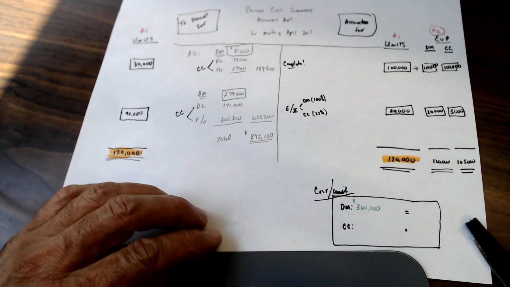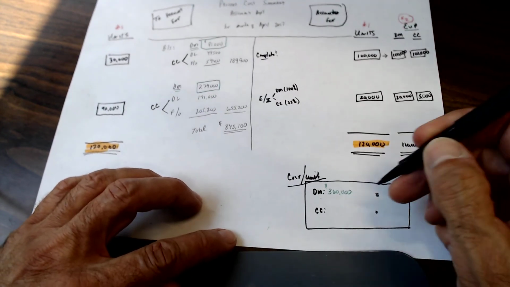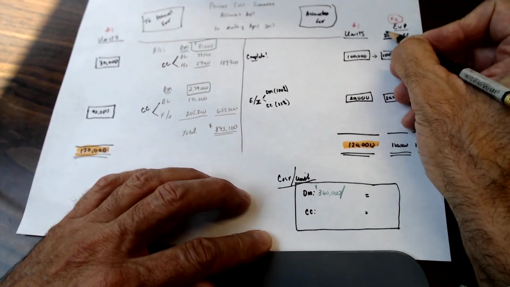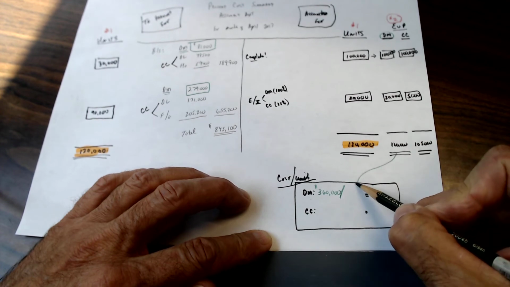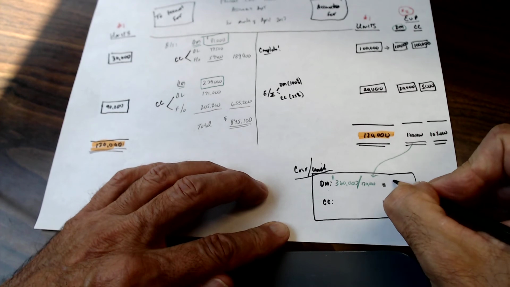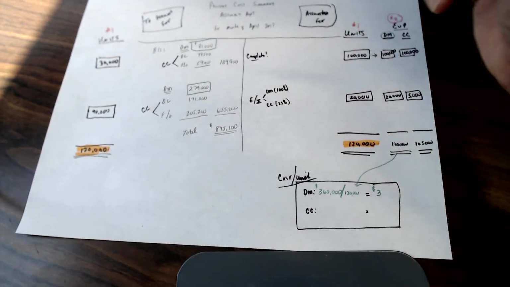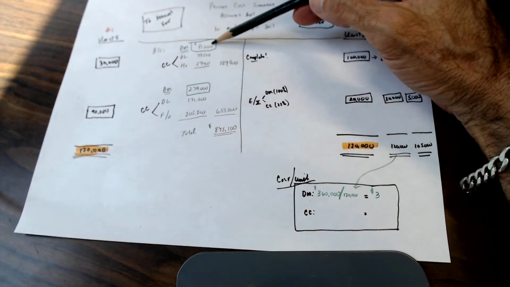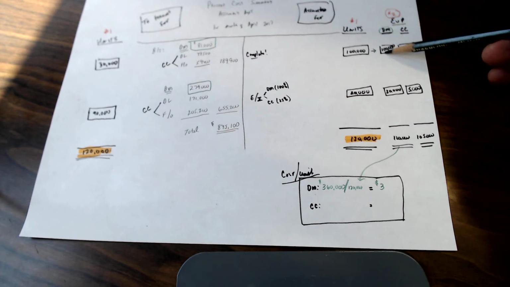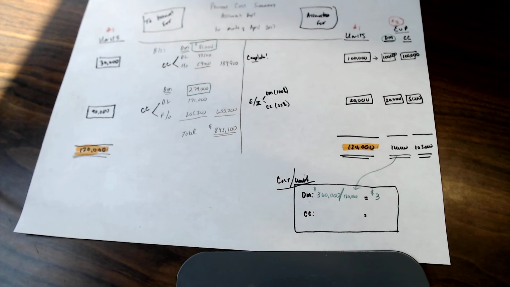And how many equivalent whole units did I produce for $360,000? It's right here. Direct materials, it's 120,000 units. That's $3 per unit. We just took the total direct material cost and divided by the equivalent units of production for direct materials, and it came out to $3 a piece.